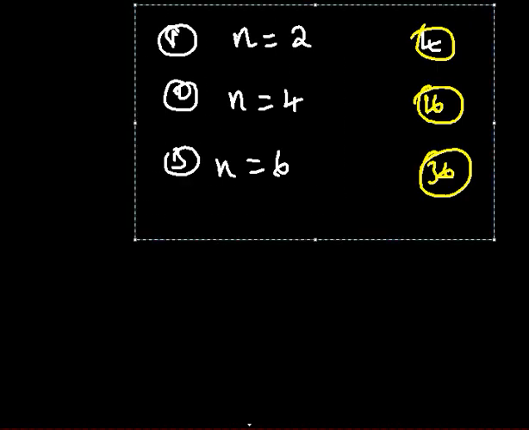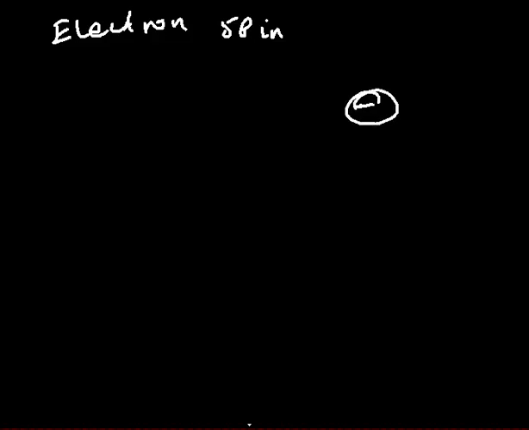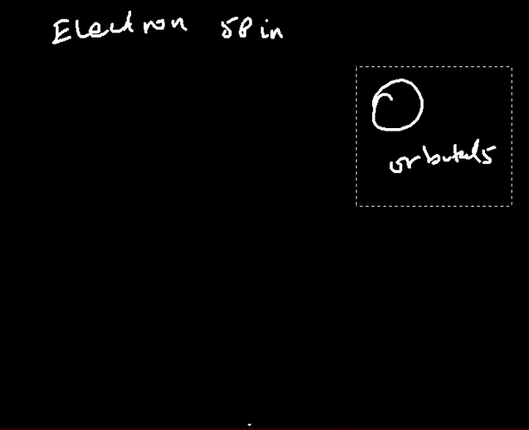And let's now look at the final quantum number, which is electron spin. We are saying we have the principal quantum number that tells us about the energy level. And inside the energy level are what we call the subshells. And inside the subshells are what we call the orbitals. And inside the orbitals, that's where the electrons are found. And now how those electrons are oriented is described by the electron spin.